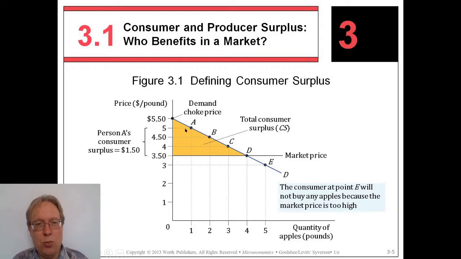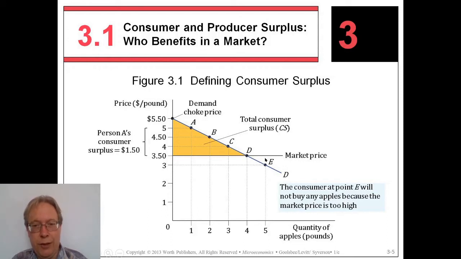Okay, now consider this consumer here. This consumer A is willing to pay 5, only has to pay $3.50. Her benefit, $1.50. This person willing to pay $4.50, only has to pay $3.50. Benefit, $1. And there are lots of other people in between here where we can do the same exercise as well, right? We can move all the way down. What about this person? Well, this person is willing to pay 3, but if she would buy the apple, she would have to pay $3.50, so that person is simply not going to buy the apples, right?